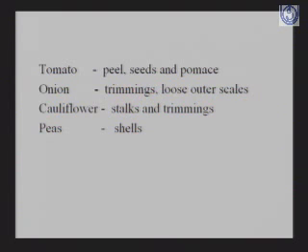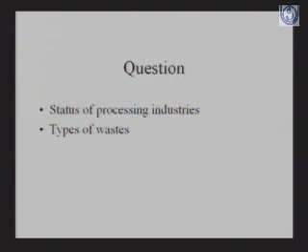Sometimes you will find the cauliflower along with the stalk and leaves are brought to the market, and when they are removed, they also cause a pollution problem. So this stalk and trimmings should be removed in the field itself and then only the cauliflower, which is consumable or can be sold as such, should be brought to the market.